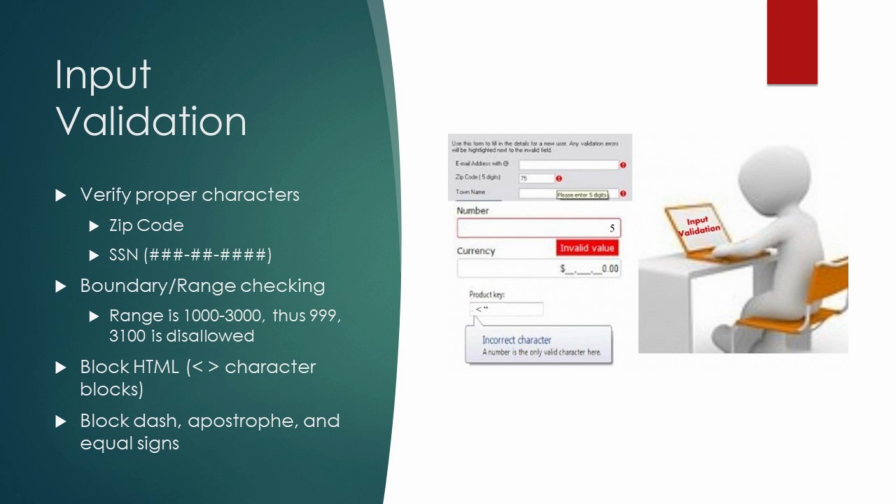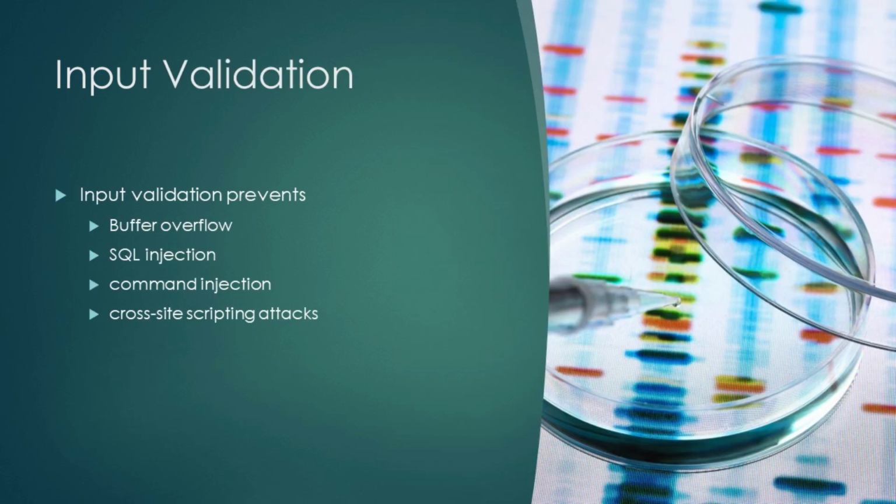Absolutely. Validation means checking a few things. First, the format. Is this supposed to be a social security number? Does it look like one? Is this a zip code? Does it have the right number of digits? Okay, basic format. And then boundary or range checking. If a field should only accept numbers between 1,000 and 3,000, don't let 999 or 5,000 through. Right. And crucially, blocking or sanitizing special characters. Things like angle brackets, which are used in HTML, dashes, apostrophes, equal signs. These can all be interpreted as code or commands by the backend system if you're not careful. So input validation basically stops the attacker from sneaking code in through data fields.